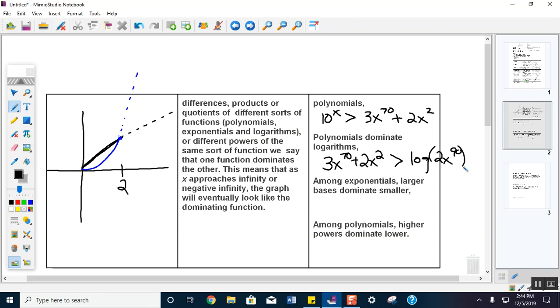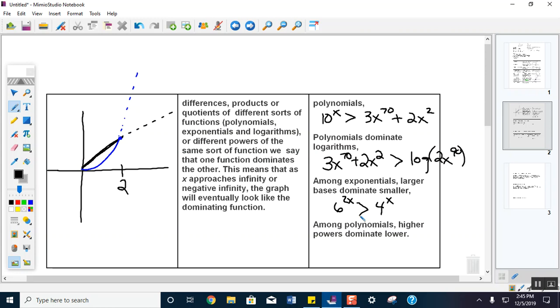It says among exponentials, larger bases dominate what? So if I have 6 to the 2x and 4 to the x right here, which one's going to dominate? Higher base. Okay, they're both exponential, so the one with the higher base. It's the higher base, not necessarily the higher exponent in terms of the variable, but the higher base.